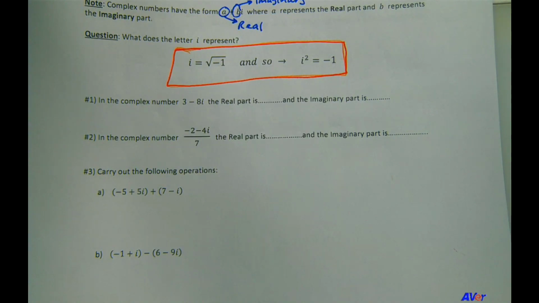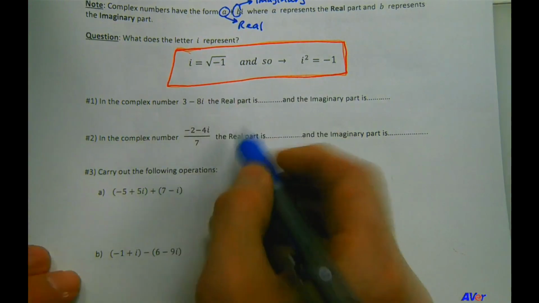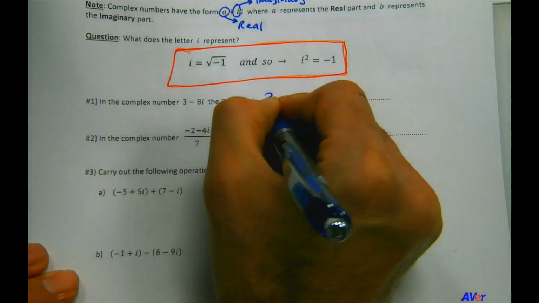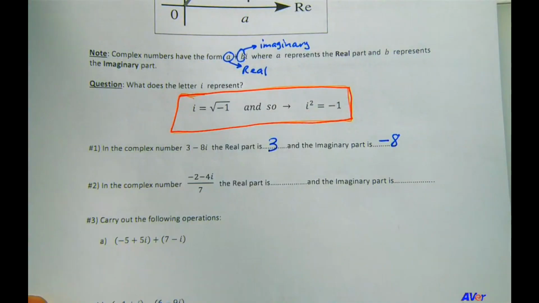Okay? So I'm assuming you've done that and you already have answered these. Great. So given this complex number, the real part is 3. The imaginary part is just -8. That's what I was mentioning up here.